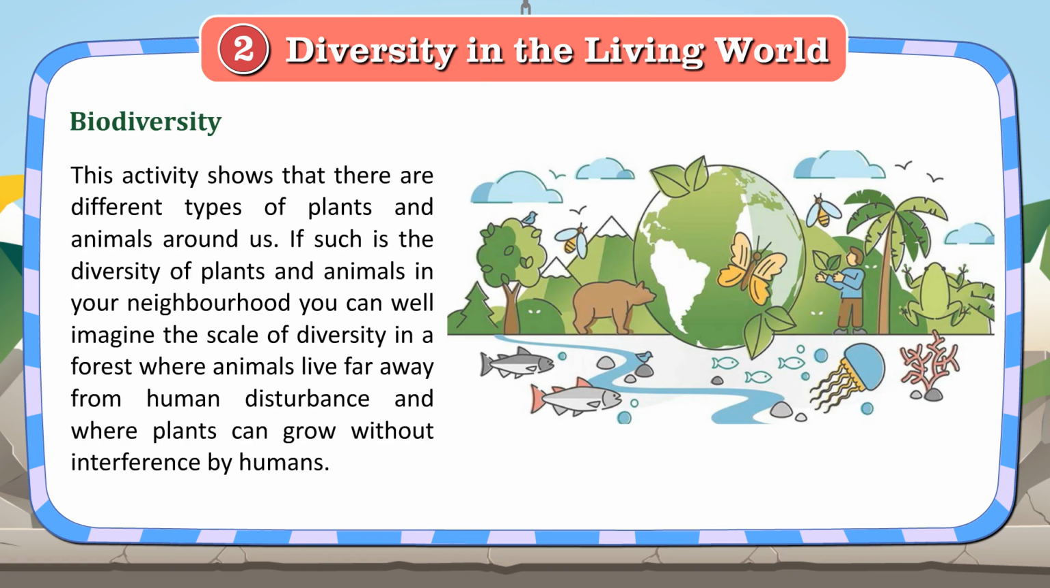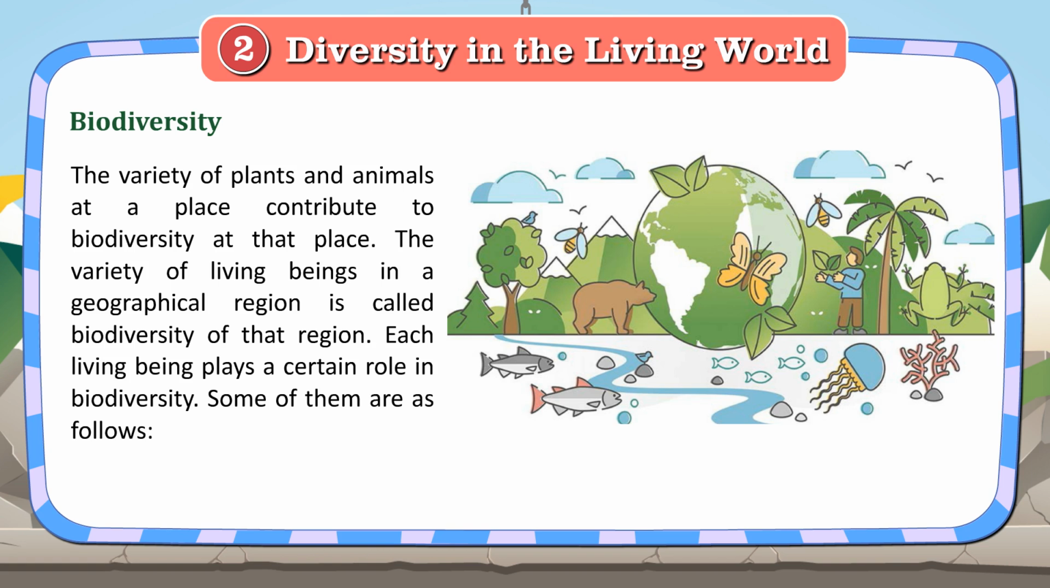Biodiversity. This activity shows that there are different types of plants and animals around us. If such is the diversity of plants and animals in your neighborhood, you can well imagine the scale of diversity in a forest, where animals live far away from human disturbance and where plants can grow without interference by humans.